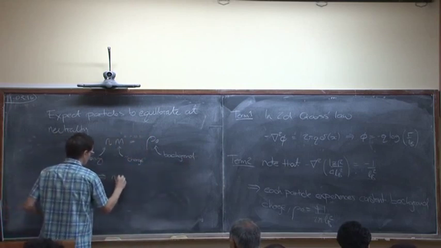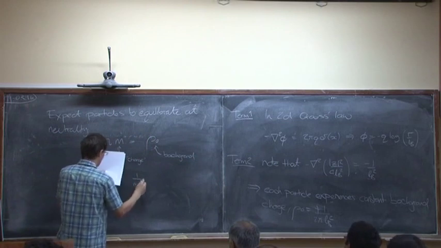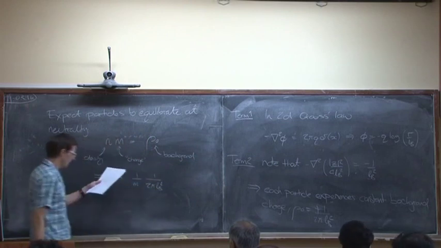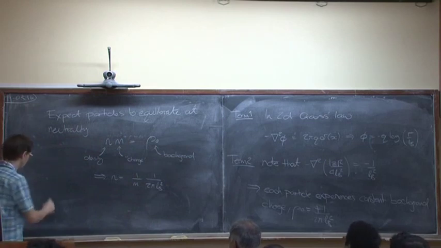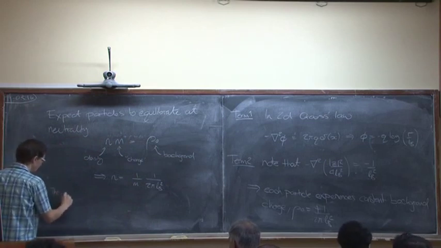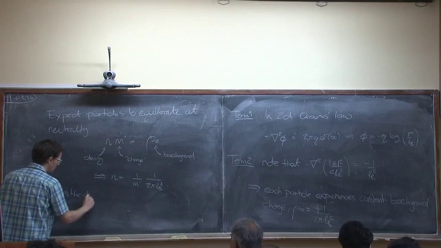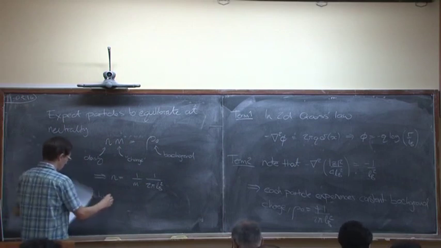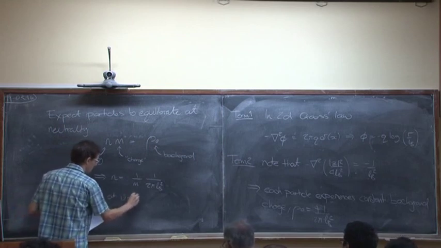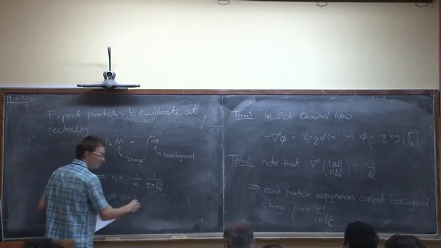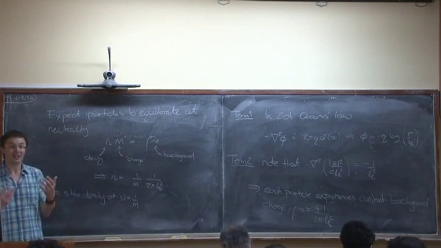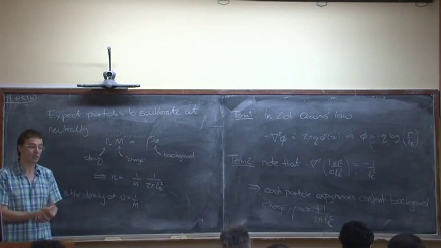Which tells us that n is equal to 1 over m and 1 over 2 pi delta squared. Okay. So this is exactly the density that we would need for the Laughlin state, meaning the density that we would need for filling fraction 1 over n. But without doing any calculations, it told us the answer to the original question.